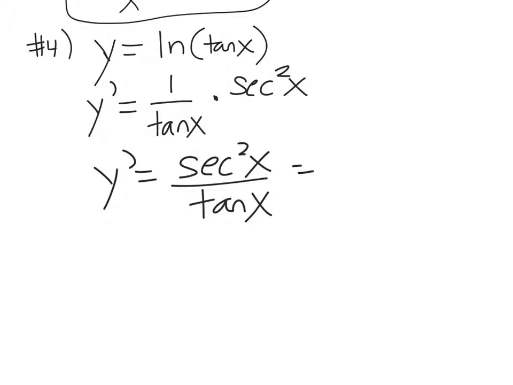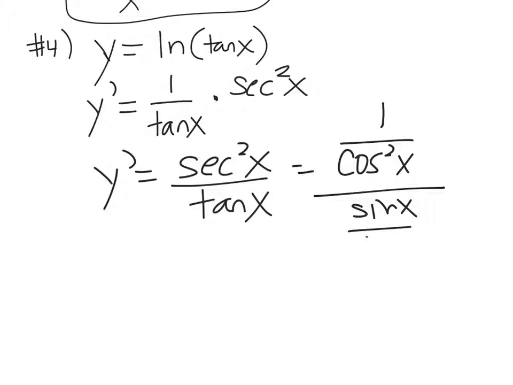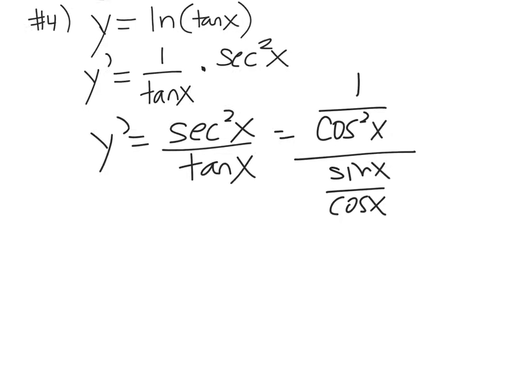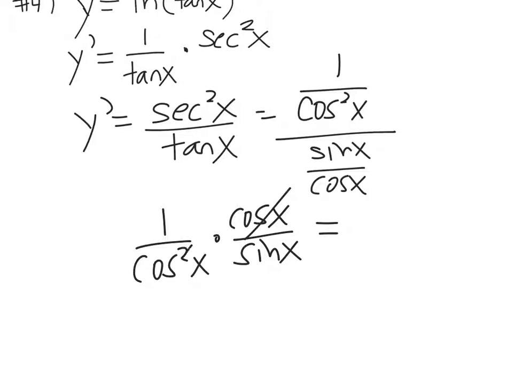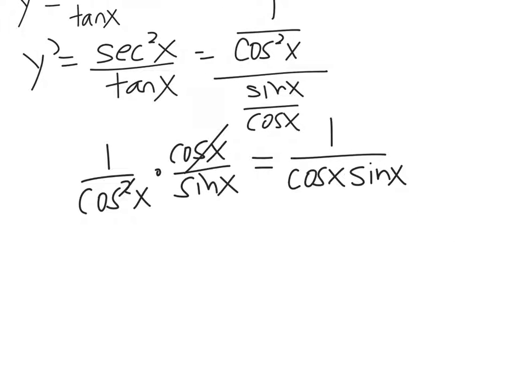So secant squared x is what? 1 over cosine squared. And tangent is sine over cosine. So we can take that guy on the bottom and flip it. So we get 1 over cosine squared x times cosine over sine. And then one of those will reduce with one of those, and our answer would be 1 over cosine x sine x. I would be okay with that, but maybe you don't feel that great about it. You might write secant x cosecant x.